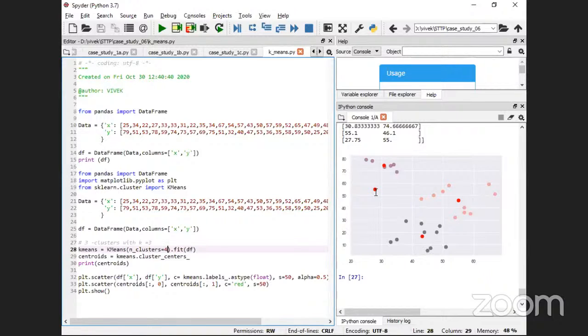Initially, it performs a random selection of the mean values based on the k value, and then the process iterates. On that basis, it will try to redistribute the values between these groups, and at last it stops its process when there is nothing further to redistribute. So the algorithm ends there. So this is how k-means clustering works.